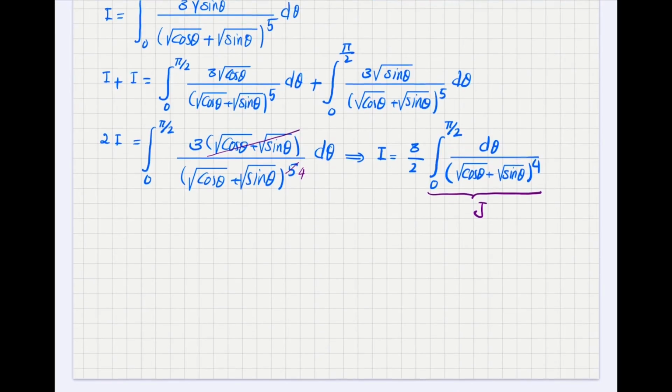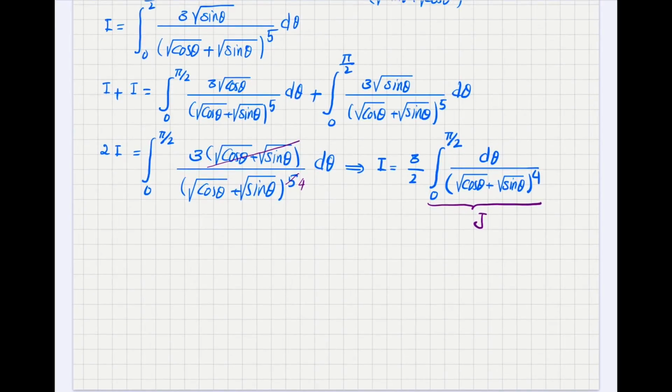Okay, how should I calculate J? So I would write J is equal to the integral from 0 to pi over 2, and then I will factor a square root of cosine theta out. Okay, how? So I would write it in this form. I will take a square root of cosine theta out, and then from this one, 1 is left. The other one becomes a square root of tangent of theta, yes? And then of course I have a power of 4.